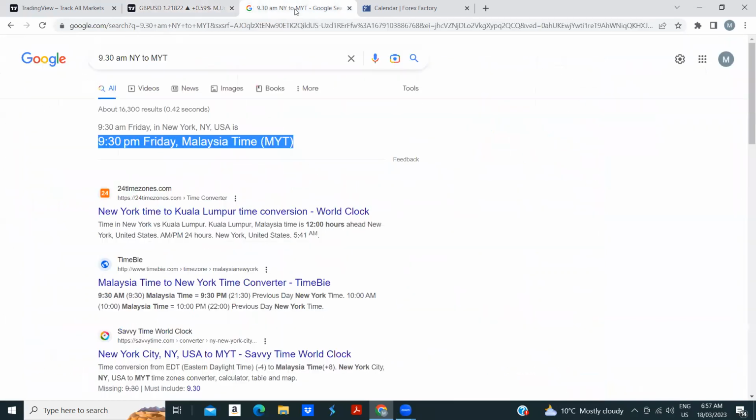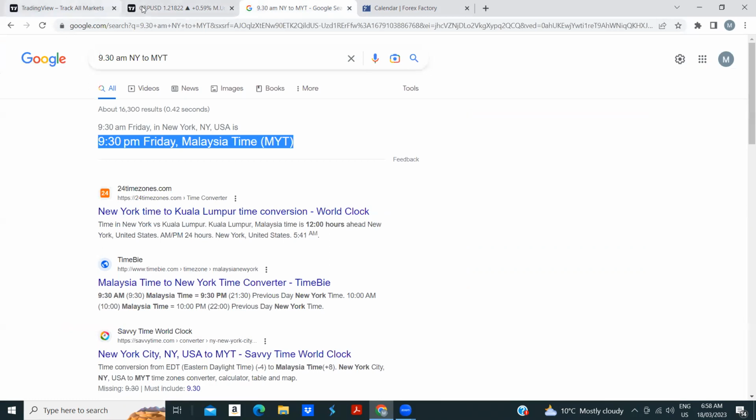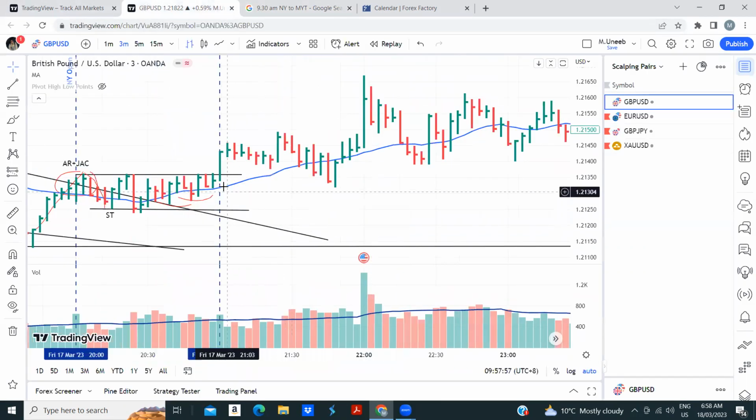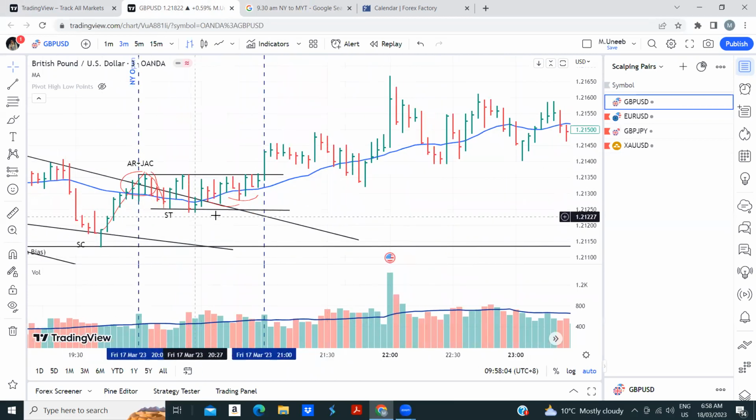And as I told you, the US enters DST, daylight saving time, and clocks are moved forward by 1 hour. So it means your major time here would be this one here, this New York open. Okay, the whole situation is settled over here. So of course, if you want to enter your trade, you can enter right over here. It's a VCP pattern, first touch, second touch. You see a very high volume here.